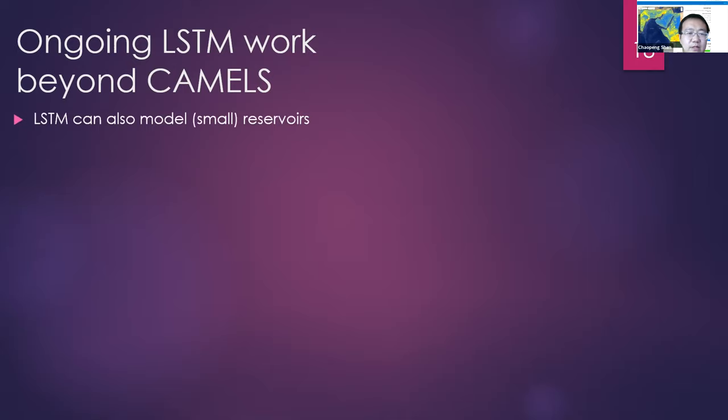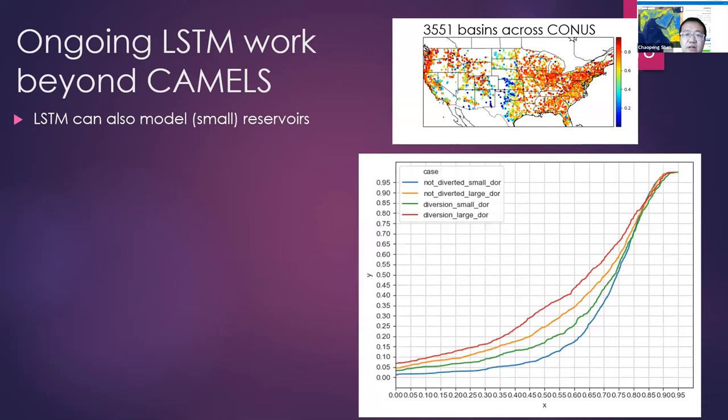So there's a lot more work you can do. I'll just show a couple of figures. We've recently expanded to more than 3,000 basins across the US, and we examined the impacts of reservoirs and diversions on the ability of LSTM to capture streamflow. It seems like LSTM will work for most of the small reservoirs, but not for the big reservoirs. And diversion also has an impact.